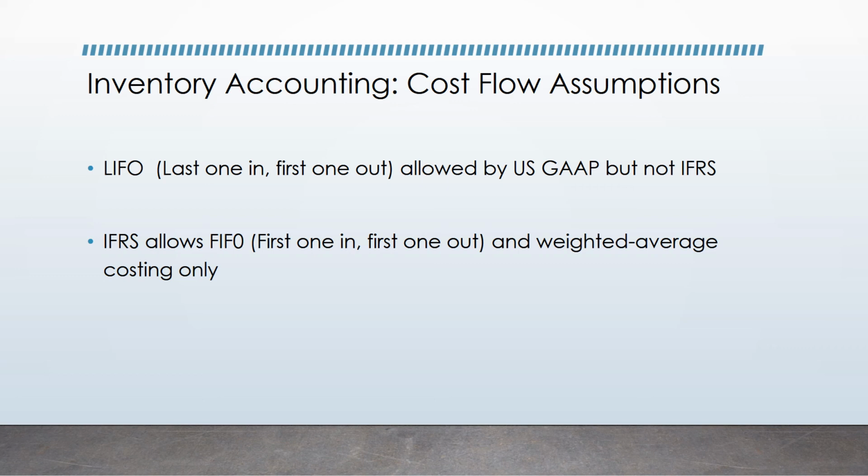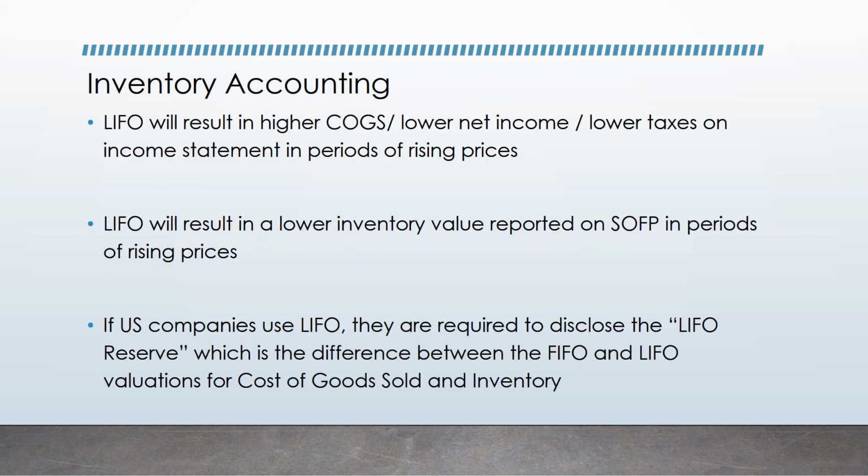All right, but that is especially in periods where you've had a lot of rising prices. The differences in those inventory cost flow assumptions can make a significant difference. So why do U.S. companies like to use LIFO? Because in periods of rising prices, it's going to result in higher cost of goods sold, lower net income, and lower taxes on the income statement. There's a lot of resistance among U.S. companies to getting rid of LIFO as a result of this. So LIFO at the same time will result in a lower inventory value being reported on the statement of financial position in periods of rising prices.